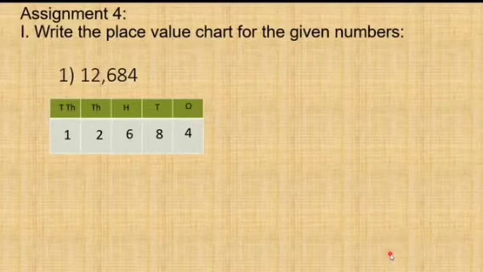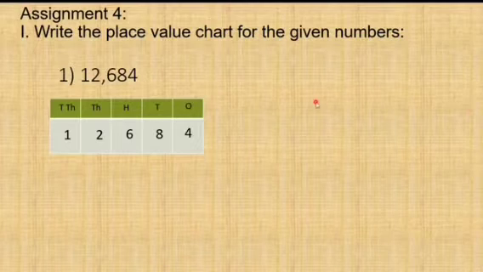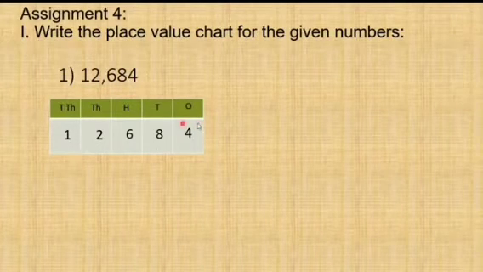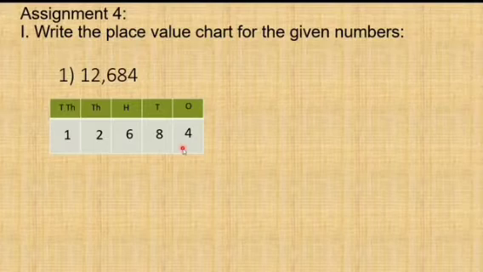Assignment number 4, write the place value chart for the given numbers. The first number being 12,684. Children, we have 5 digits here. So draw a place value chart with 5 columns and fill all these numbers in their respective place values. Now with that, we have 4 at the ones place.